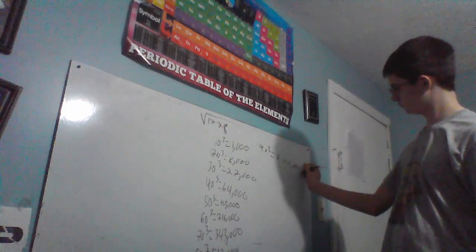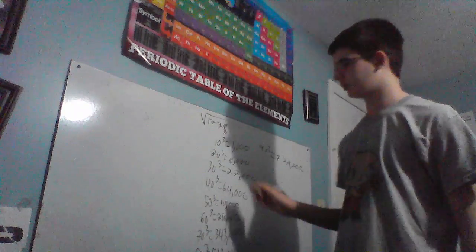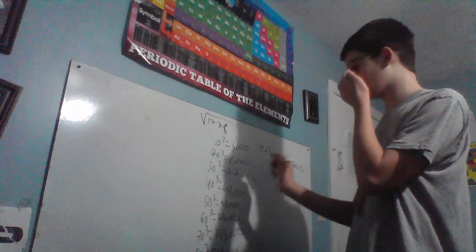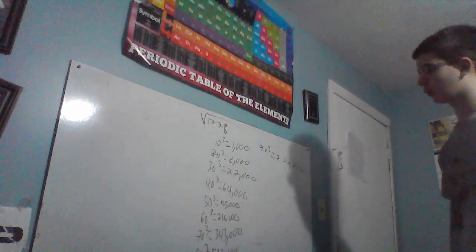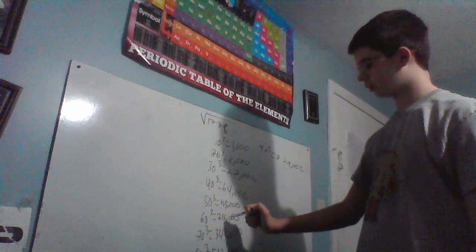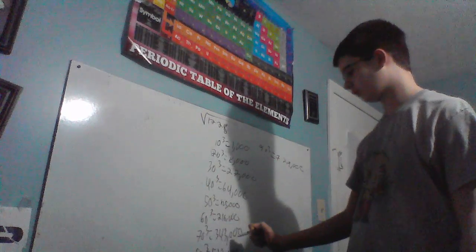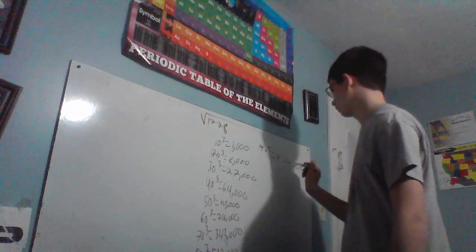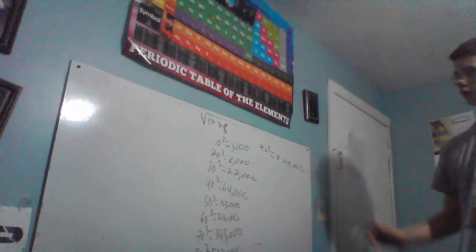Alright, so 10 cubed is 1000, we all know that, right? 20 cubed is 8000, 30 cubed is 27,000, 40 cubed is 64,000, 50 cubed is 125,000, 60 cubed is 216,000, 70 cubed 343,000, 80 cubed 512,000, and 90 cubed is 729,000, right?